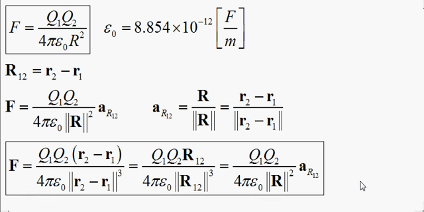As hopefully everyone knows, if you have two positive charges, they're going to repel each other. If you have opposite charges, they're going to attract each other. If you have two negative charges, they're going to repel each other. So let's see what's next in my notes.